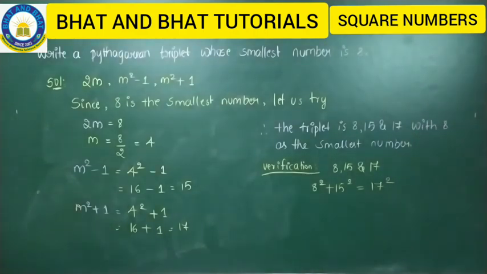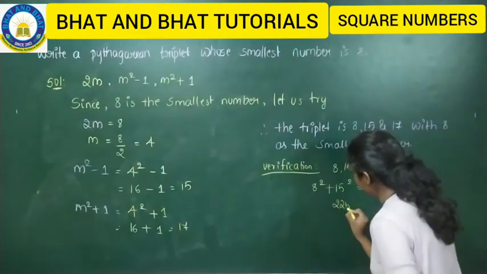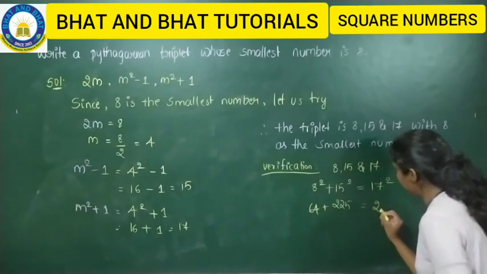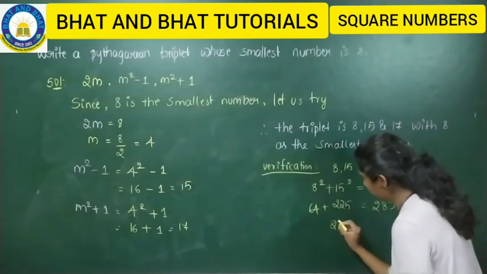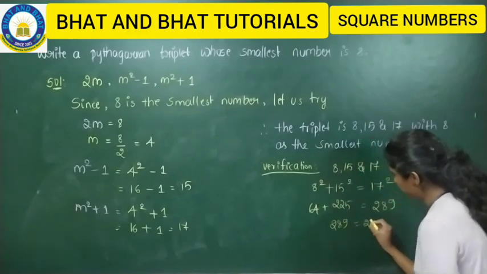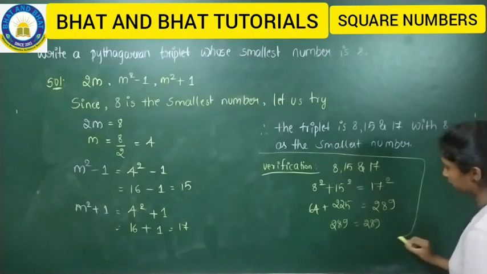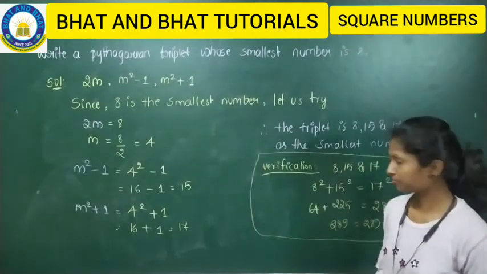Okay. So now you can write the squares for the numbers. 15 square is 225. 8 8s are 64, and 17 square is 289. So if you add this now, 64 plus 225 will be 289, right? Which is equal to 289. So thus it has been proved. Got this? So you can copy down this also.